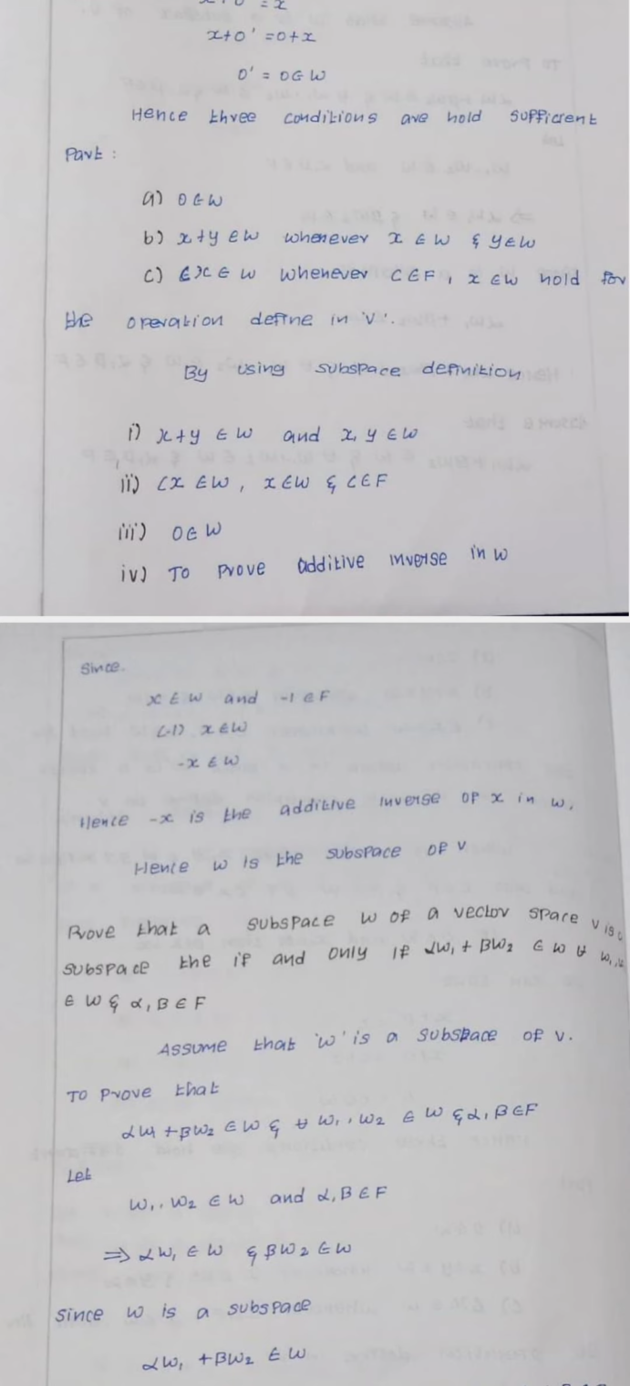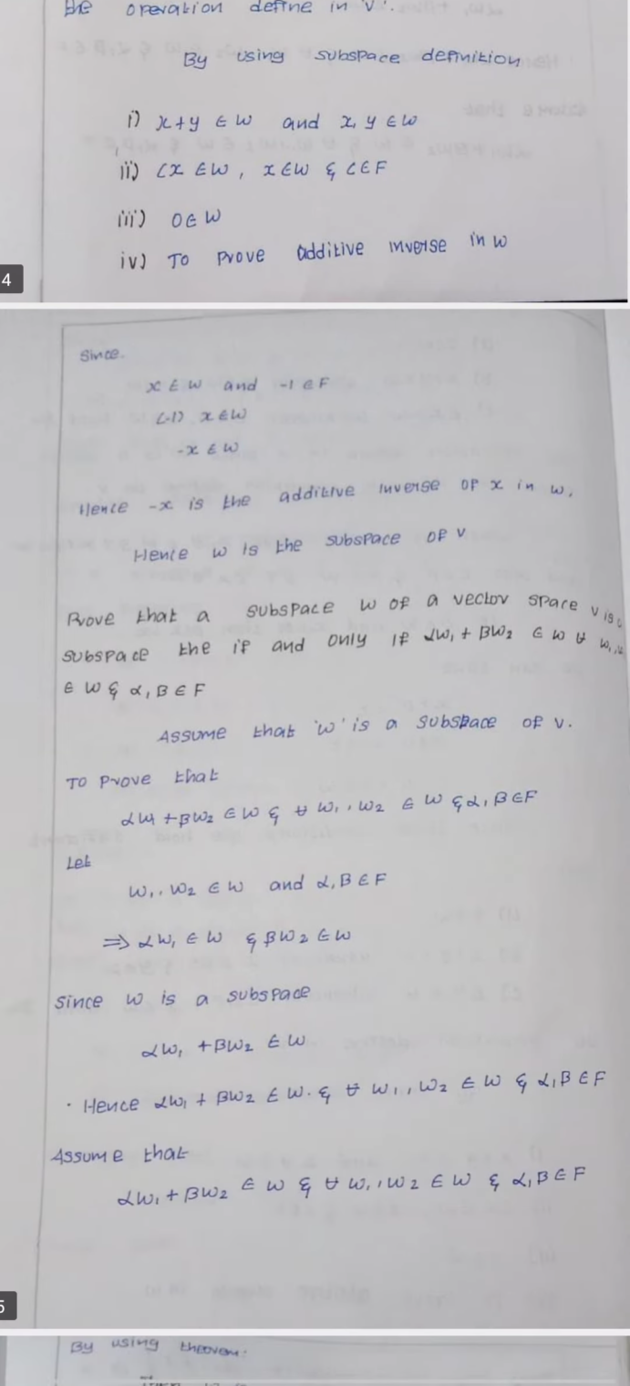Next we have to prove the fourth condition, the additive inverse. The additive inverse is minus x. So x belongs to W and minus 1 belongs to F. So minus 1 into x belongs to W. So minus x belongs to W. Hence minus x is the additive inverse of x in W. Hence W is a subspace of V.